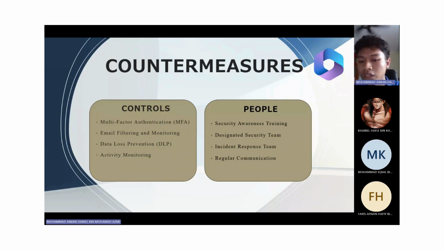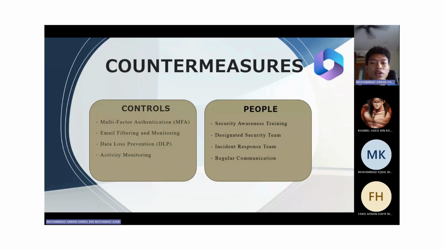The designated security team is to establish a dedicated security team responsible for monitoring and responding to security incidents within the Office 365 environment. For the incident response team, we need to form an incident response team with clear roles and responsibilities for handling email and communication related security breaches. And the last one is regular communication: maintain regular communication between IT security staff and other employees to ensure everyone is aware of current security policies and procedures.